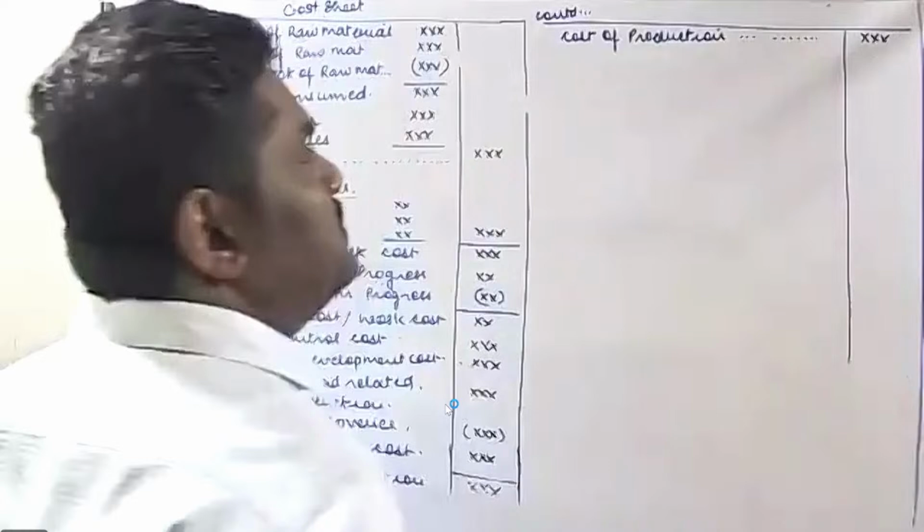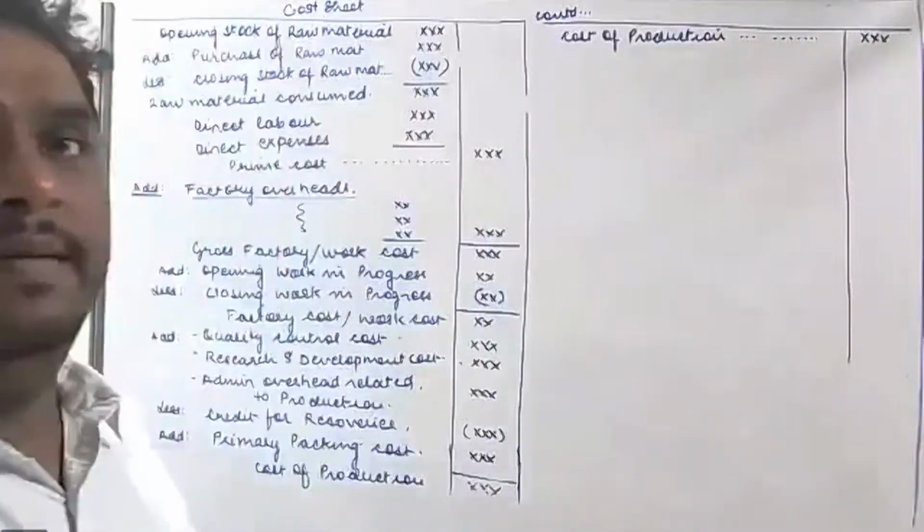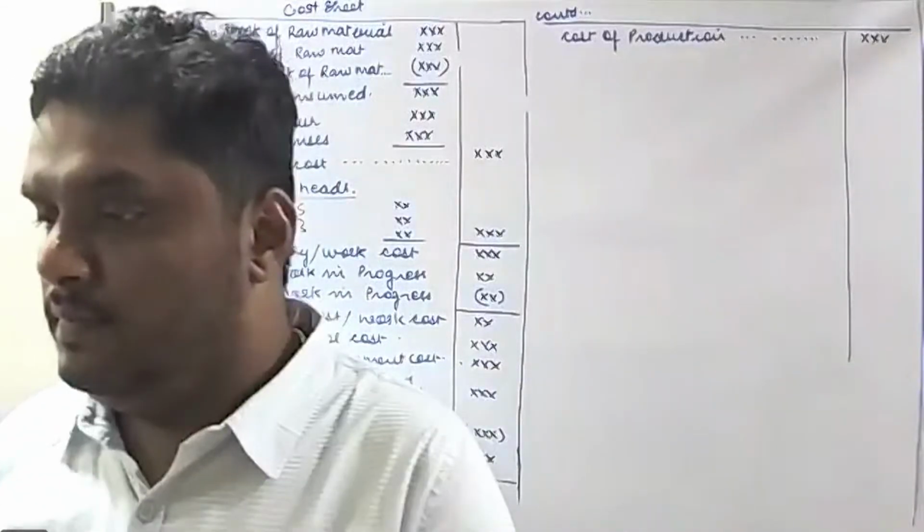So let's proceed further. Now, after calculating the cost of production, we will make adjustments of opening and closing stock of finished goods. So we will add opening stock of finished goods and we will subtract closing stock of finished goods.